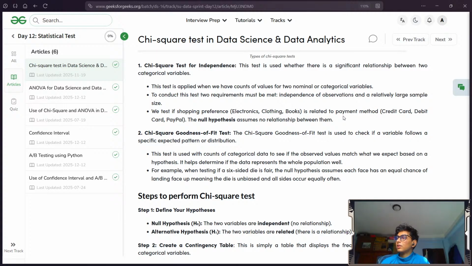Chi-square goodness of fit test. The chi-square goodness of fit test is used to check if a variable follows a specific expected pattern or distribution. This test is used with counts of categorical data to see if the observed values match what we expect based on a hypothesis. It helps determine if the data represents the whole population well. For example, when testing if a six-sided die is fair, the null hypothesis assumes each face has an equal chance of landing face up, meaning the die is unbiased and all sides occur equally often.